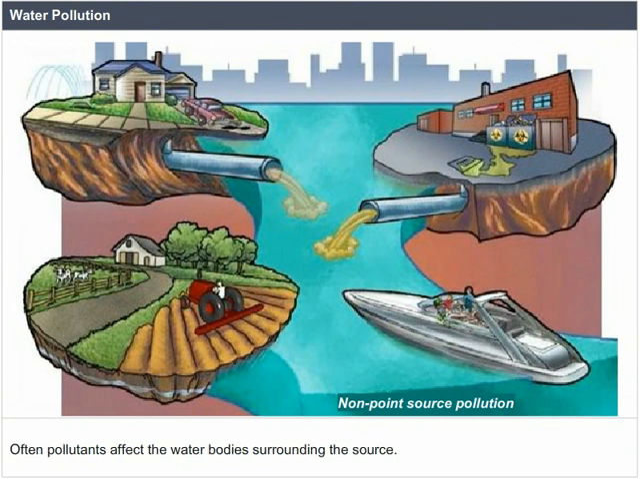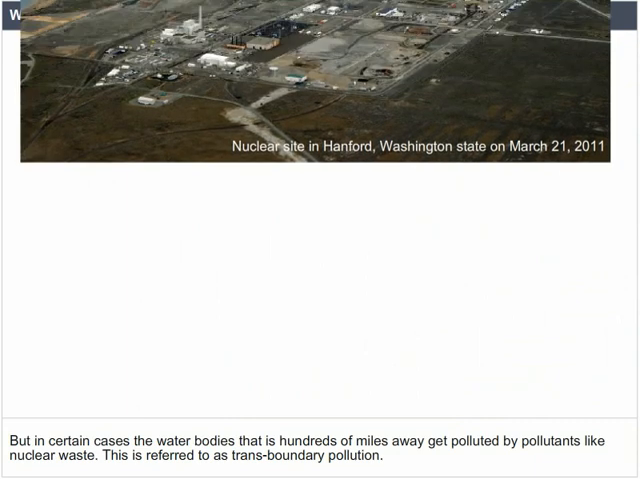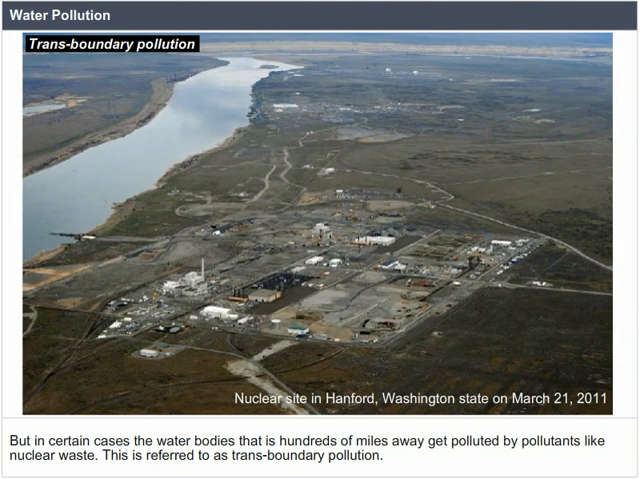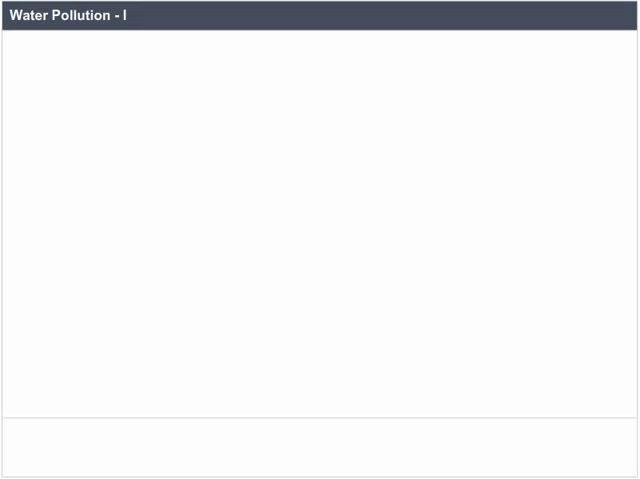Often, pollutants affect the water bodies surrounding the source. But in certain cases, water bodies that are hundreds of miles away get polluted by pollutants like nuclear waste. This is referred to as transboundary pollution. Water pollution is classified into 7 types.